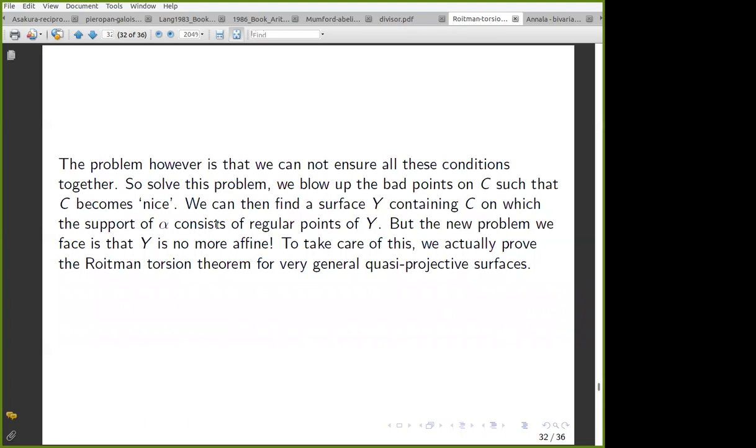So you see that eventually you have to do a lot of work there. It's not just very simple like this. But the idea is that you have to prove the Roitman torsion theorem not only for an affine surface, but for more general quasi-projective surfaces. So that proves Theorem A.